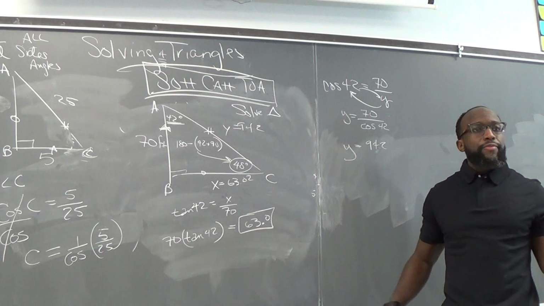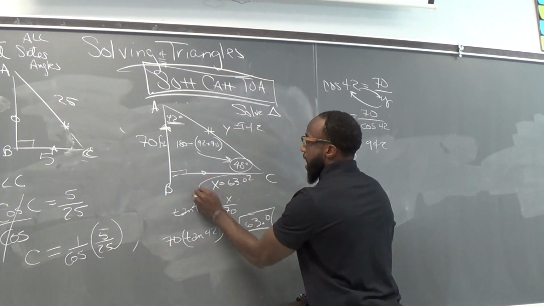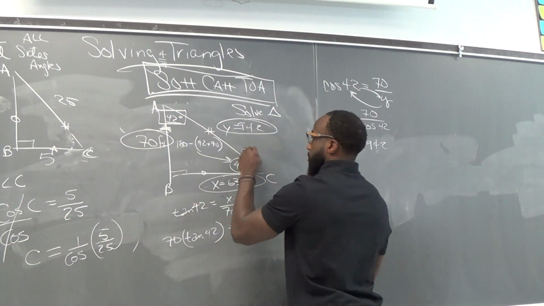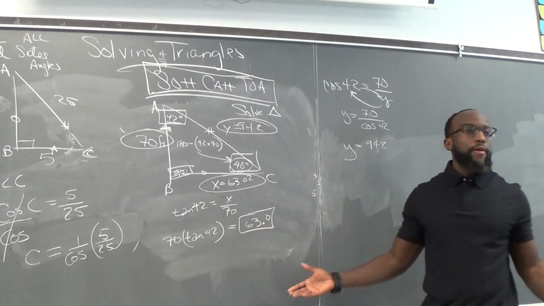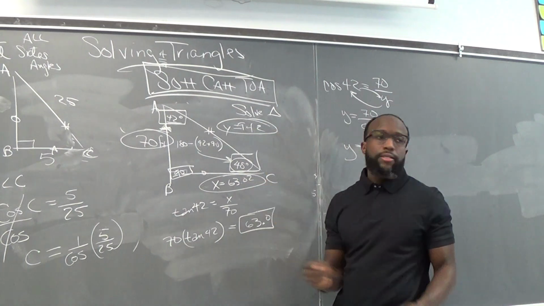So, we've solved for the triangle. We got all of the sides, and we have all the angles, right? And we know that's 90, right? So that's solving the triangle. You use your trig identities to figure out what's missing, right?